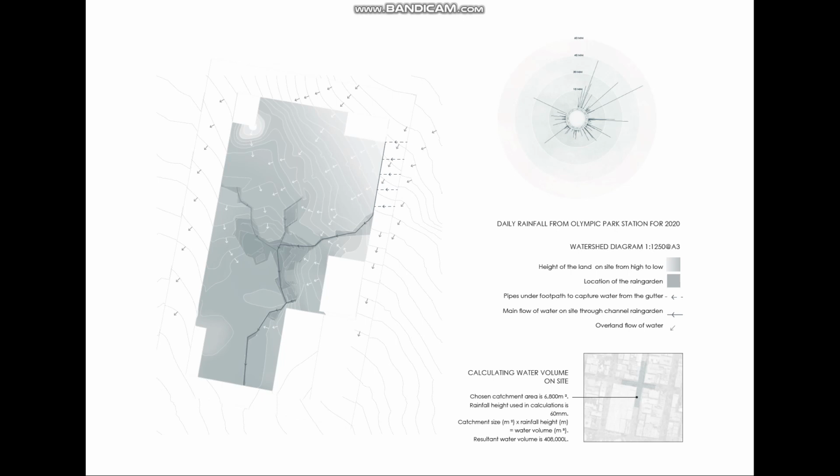In terms of the watershed, the majority of the water will move onto site via pipes that capture water from the gutter and bring it onto site via a channel along Swanston Street, which directs water straight into the rain garden. Any rainfall on site will be directed by the contours into the rain garden if it doesn't infiltrate into the soil first.